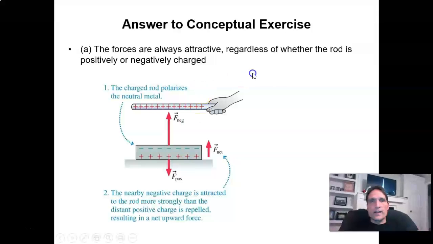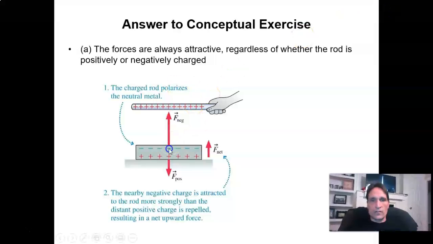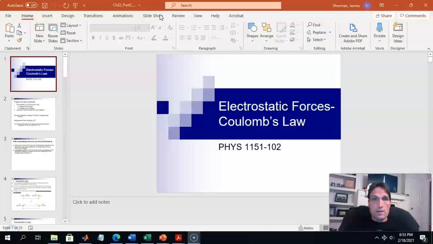And so again, if we bring a charged object close to an insulating material, or even a metal, as long as it's close to the surface here, we will always induce an attractive force. And so that concludes this first set of notes.